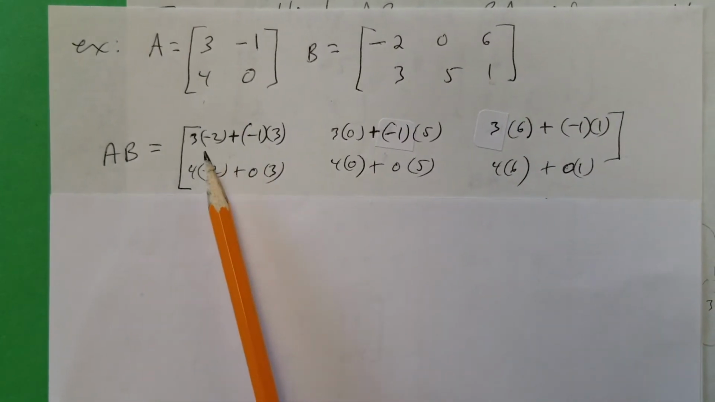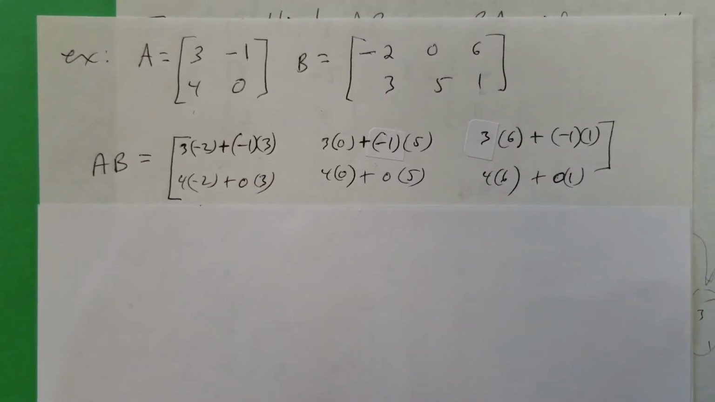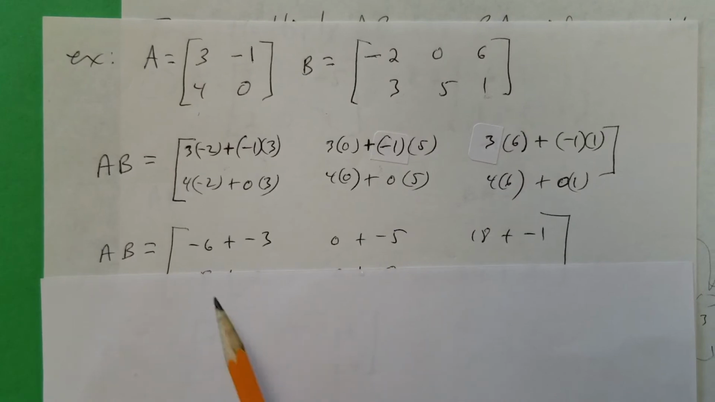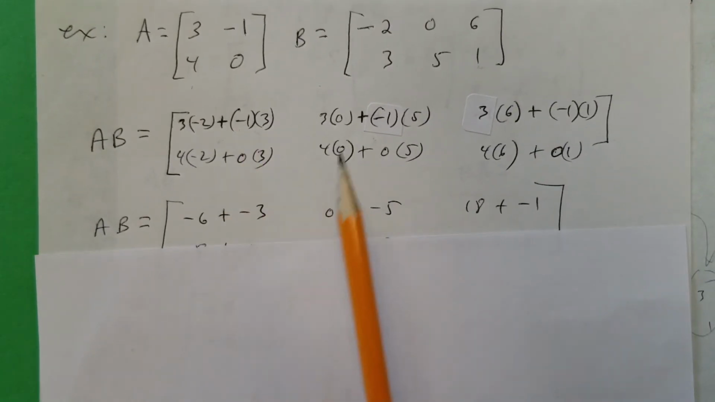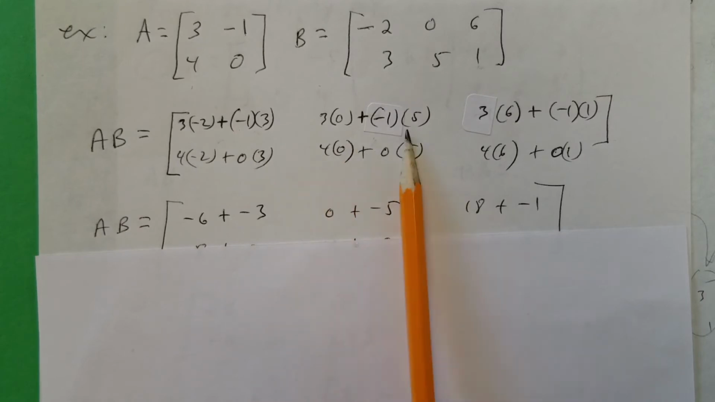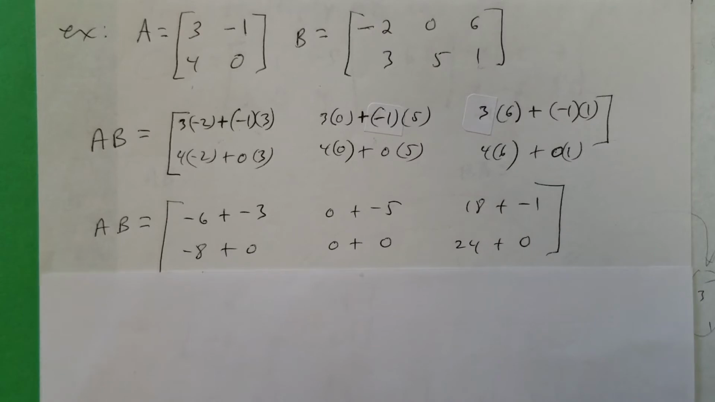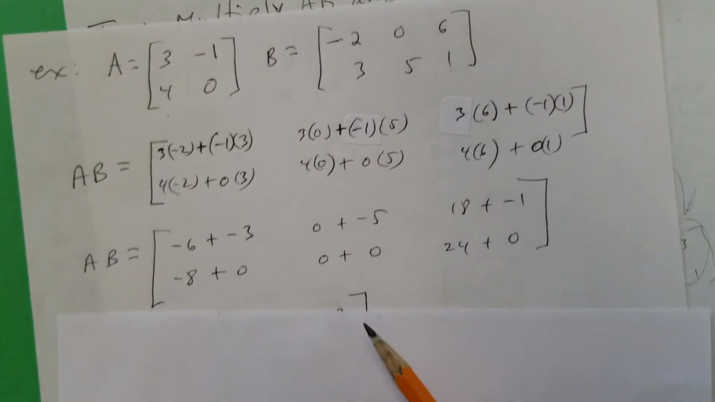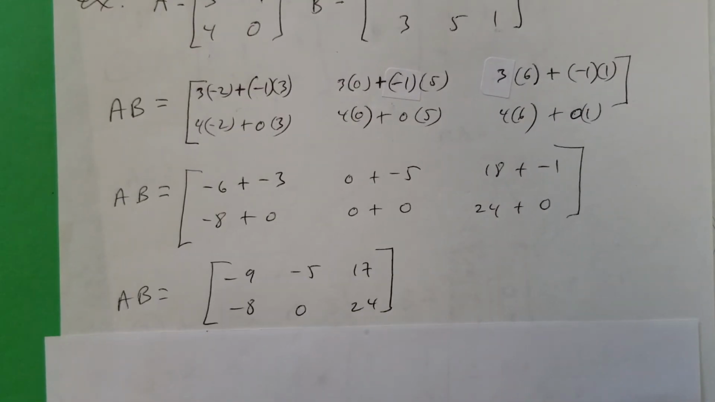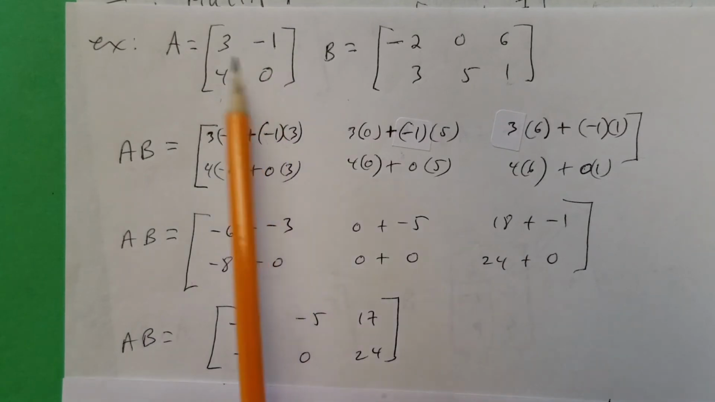This is what? This is negative 6 plus negative 3, which is, right? I took an extra step. Negative 6 plus negative 3. This is 0 plus negative 5. This is 18 plus negative 1, etc. Negative 8 plus 0, 0 plus 0, and then you do the addition, and there you go. This is the answer. This is the answer to the multiplication of A times B.